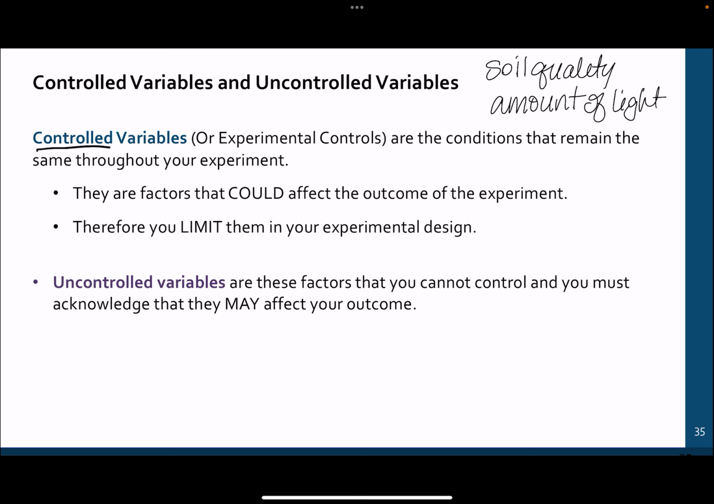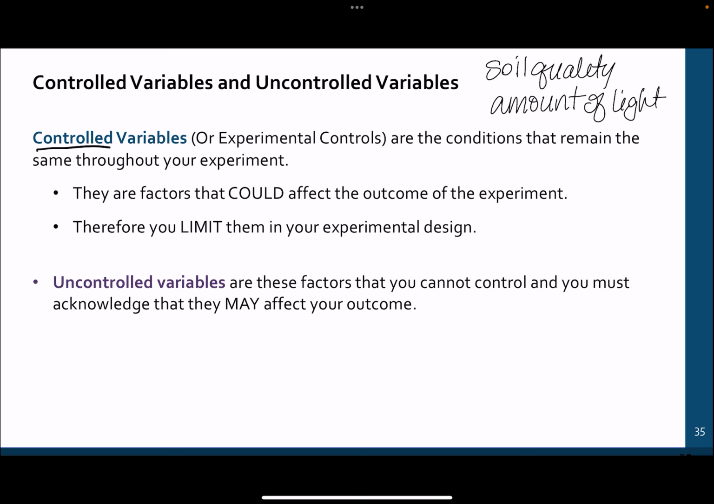Please try not to mix them up with experimental group, control group, because I know they all sound a little bit similar. But those controlled variables or experimental controls are the conditions that remain the same throughout the experiment. So these are anything that might affect the outcome of the experiment. If you already know that soil quality is going to affect how well a plant grows, you want to make sure that's the same so that everybody is in the same quality soil, hopefully good quality, so you get the best results. But you then know that soil quality is not affecting your outcome of your experiment. So you want to limit the effects of those controlled variables.